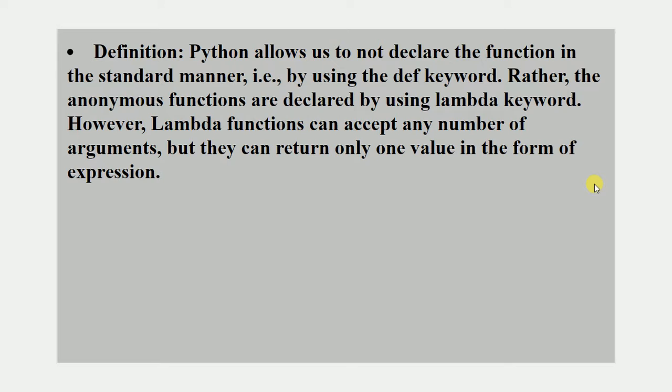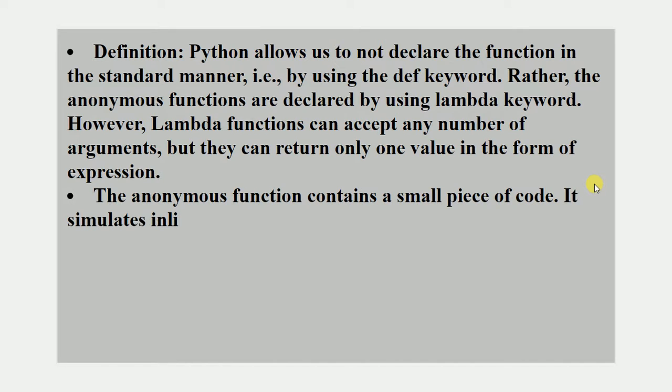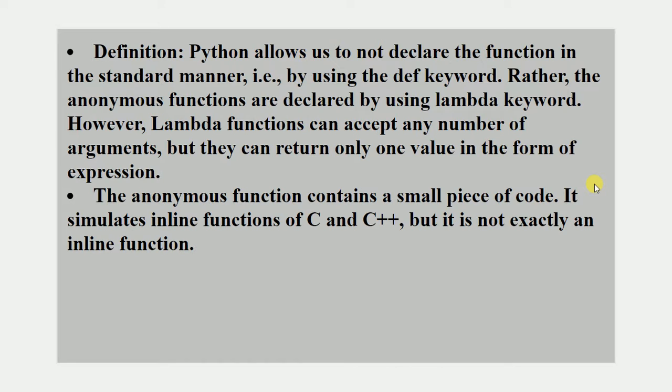However, a lambda function can accept any number of arguments, but it can return only one value in the form of an expression. So the anonymous function contains a small piece of code. It simulates inline functions of C and C++, but it is not exactly an inline function. If you are familiar with C or C++, there is something called an inline function in that. So as of now, you can just ignore that and focus on this.